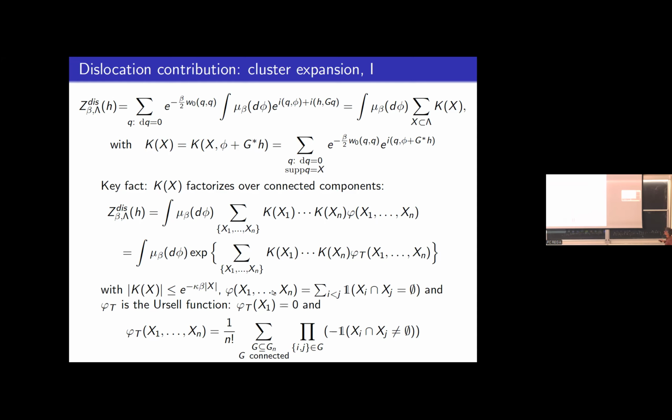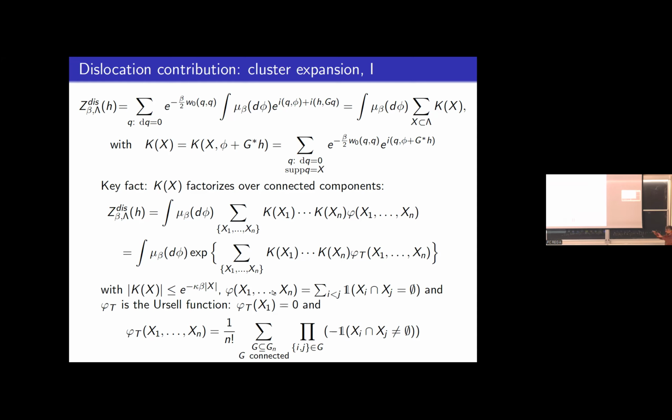Here I'm summing over all possible allowed Qs. Every given Q has a certain support. I'm now exchanging the sums between the choice of the support and the choice of Q. So I'm summing over all possible supports of Q, and then I'm summing over the Qs with that specific support. Okay, so far nothing very serious. Now I use the magic property I told you before.